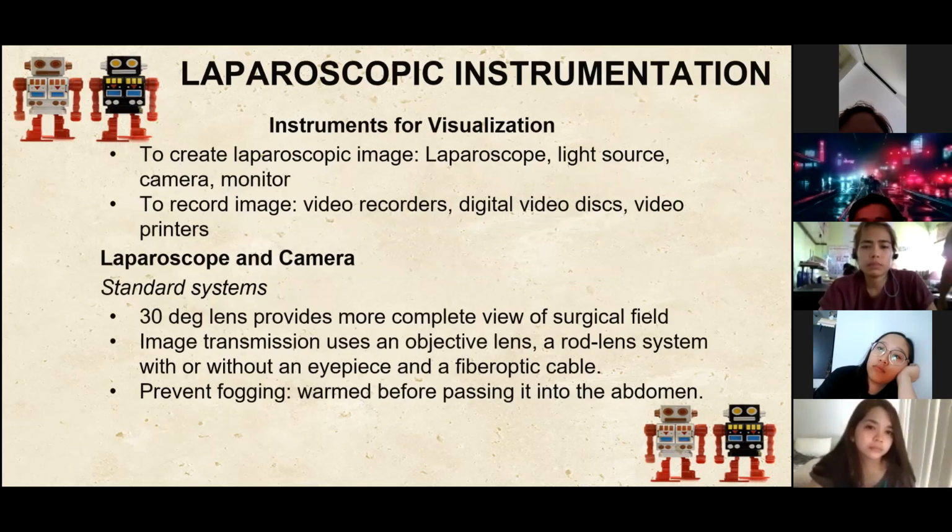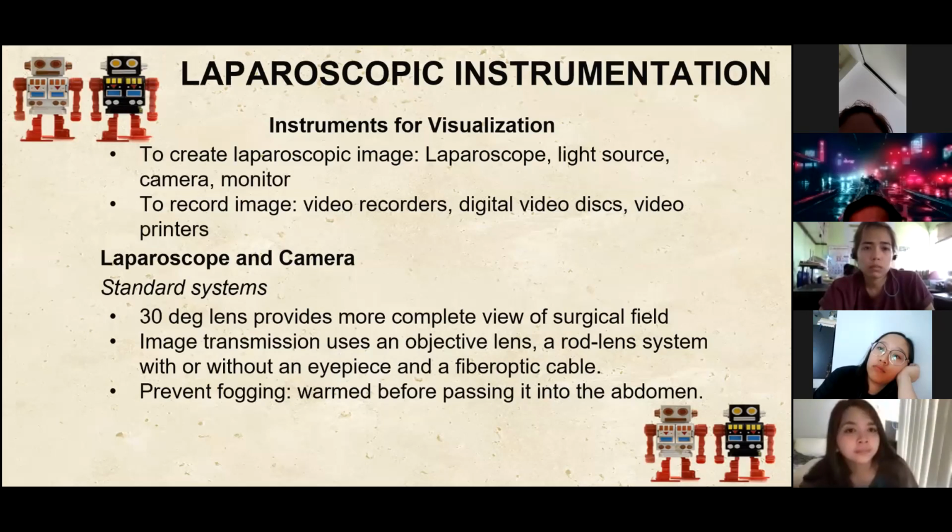For your laparoscopic instrumentation, instruments for visualization, to create the laparoscopic image, you should have your laparoscope, light source, camera, and monitor. And to record your image, you have your video recorders, digital video disc, and video printers.